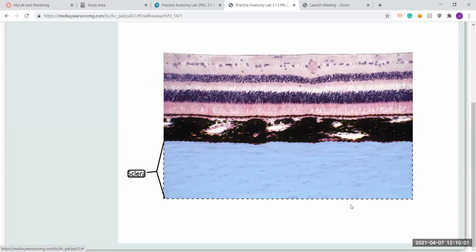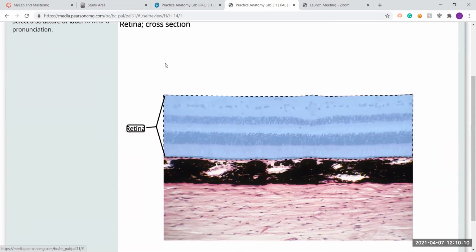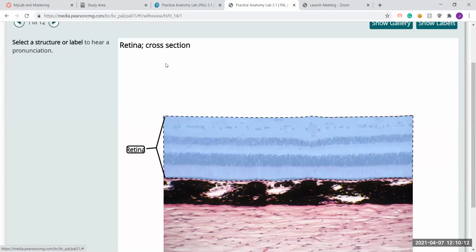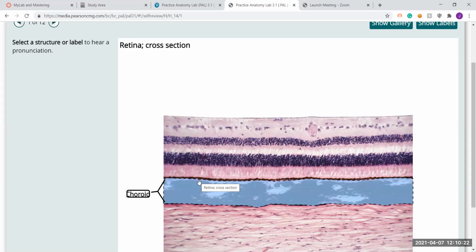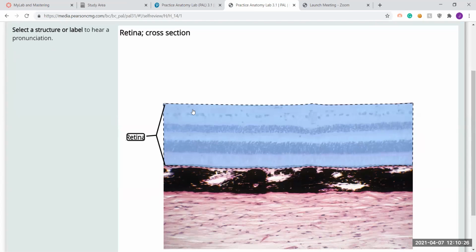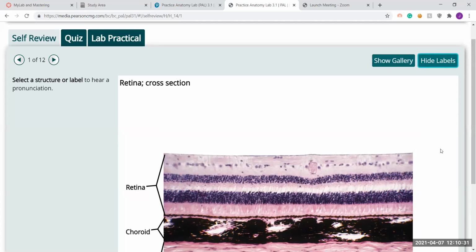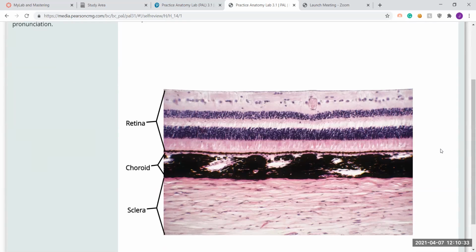So the outermost tunic of the eye is sclera, then you have choroid, and then you have retina. And in retina, as we did last time, there are several layers. Inside the retina, we're going to talk about what the layers of cells in the retina are. So this is choroid, the first three layers of the eyeball, and then the retina: sclera, choroid, and retina.